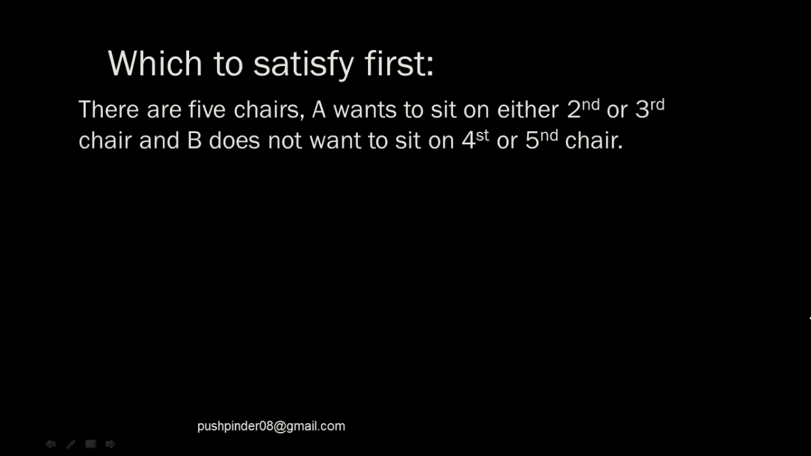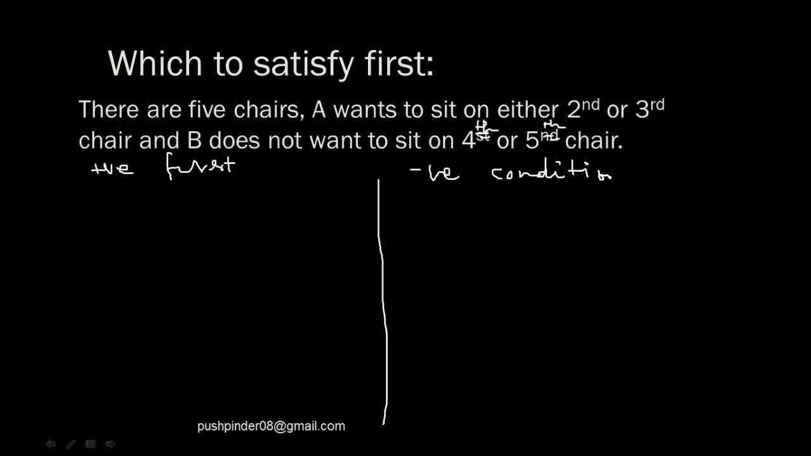So now let's say there are 5 chairs. A wants to sit on either second or third chair and B does not want to sit on fourth or fifth chair. Sorry about that. So there are 5 chairs. A wants to sit on either second or third chair and B does not want to sit on fourth or fifth chair. So let's see this way. Let us satisfy the positive condition first here, and in another scenario let us satisfy the negative condition first and see which one is giving us a more efficient answer, right? Let's see which one is more efficient.